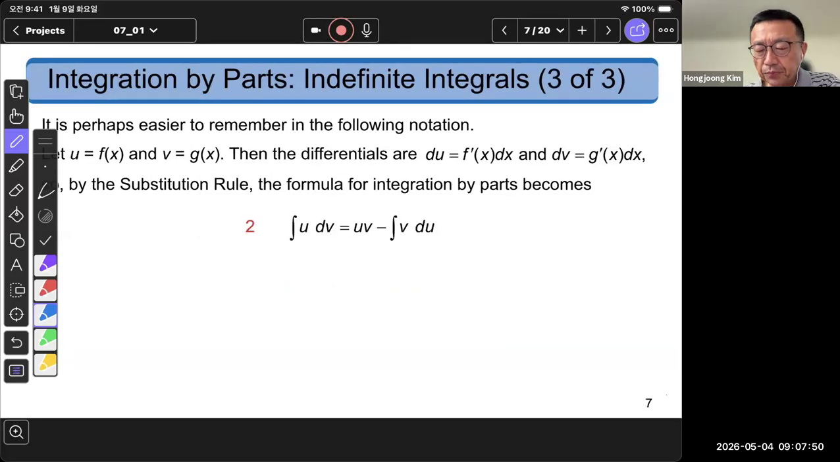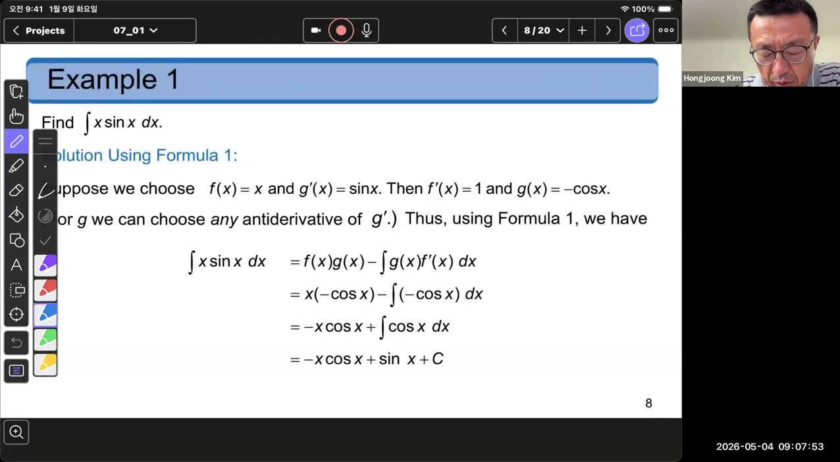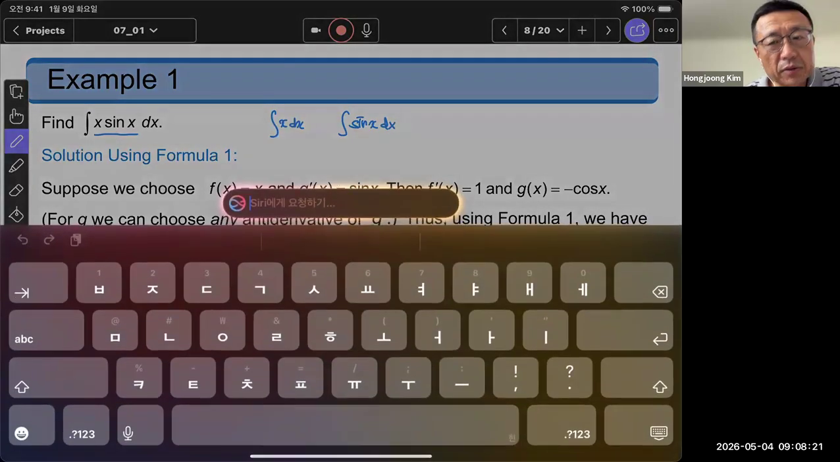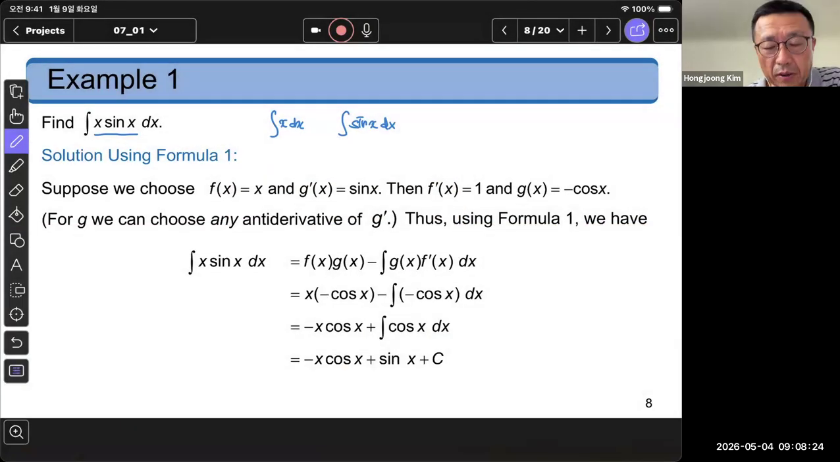Okay. So here is an example. Suppose that I have a product of two functions. If I have only x, or only sine x, then the integration will be simple. But now I have a product of two functions, and it is very difficult to find an antiderivative of x times sine of x.